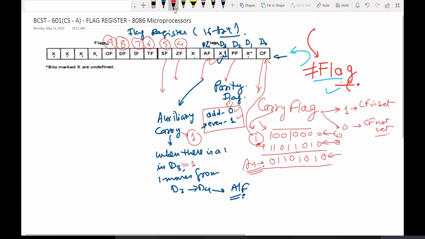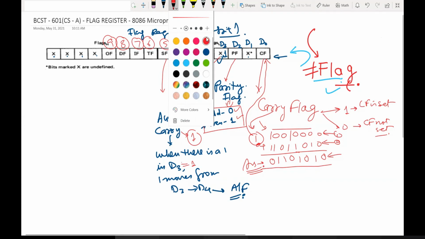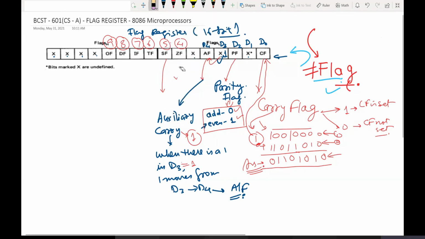So come to the next flag. Next flag we have is ZF. ZF stands for zero flag. Now what kind of flag is it which gives me only the 0 value? What kind of flag is it which gives me the 0 value? Now there is something very confusing about this zero flag.